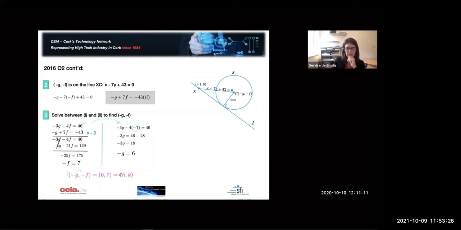Minus g and minus f is equal to 6 and 7, and that's also equal to h and k. And the reason I do that is I have the radius, and I don't want to have to go and start working out c now to use the second format for the equation. So I can simply use the simple format of x minus h squared plus y minus k squared equals r squared. That is the equation of a circle. I know what the center is. I know what the radius is. I don't have any further calculations to do. So I can say S is x minus 6 squared plus y minus 7 squared is equal to 25.